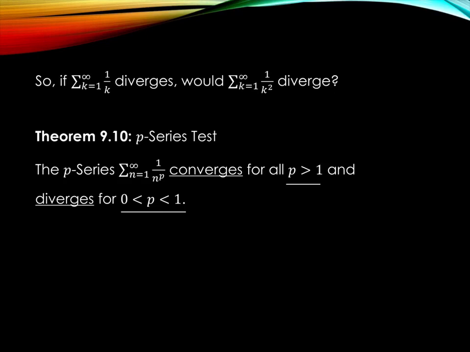And that's actually really nice too. There are some tests that just tell us when something converges, and then they say things like, it's inconclusive in other situations. This one's not like that. It's either converge or diverge, just like the integral test. It's one or the other, black and white.